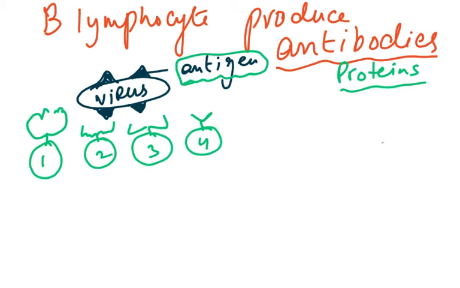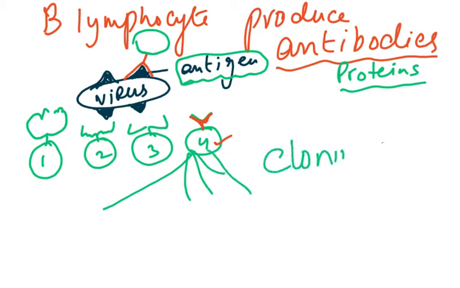Now, when a virus enters, one of these lymphocytes is going to be selected. Why? Because it has antibodies on its surface which are complementary. So this is the antibody on its surface, which is complementary to this. So this is going to fit in here, and this lymphocyte is going to be activated. When this lymphocyte is activated, it forms millions and millions of copies of itself, and that is called cloning.